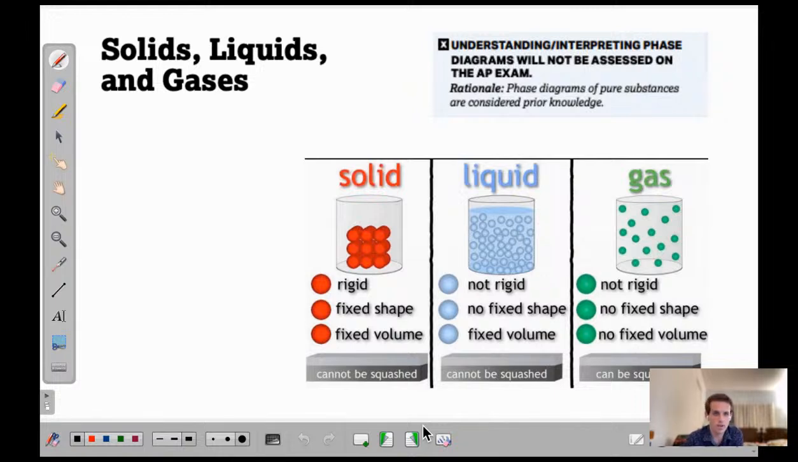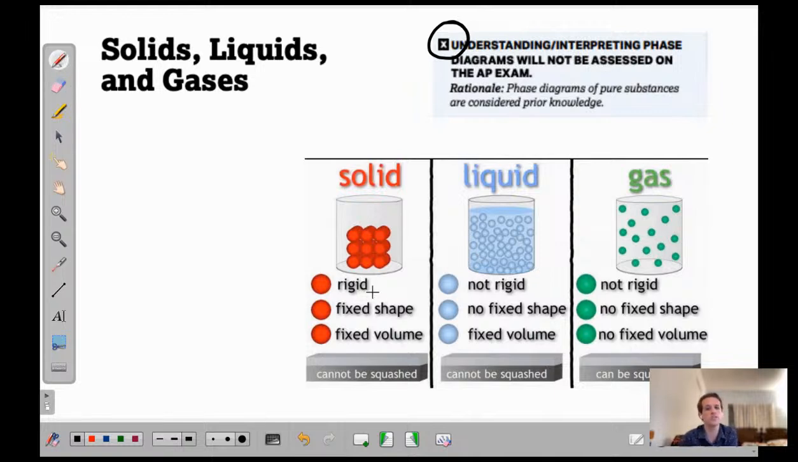But if you notice up here, it does say understanding and interpreting phase diagrams is not assessed on the AP exam. So that's that triple point thing, right? I don't even know what that looks like, it's not on the AP exam anymore. They say that's because it's prior knowledge. You should already know that before AP Chem. It doesn't really matter the reason why, but essentially that's not on there.